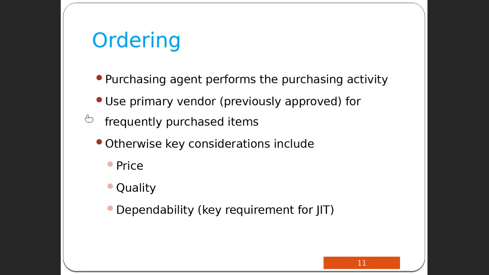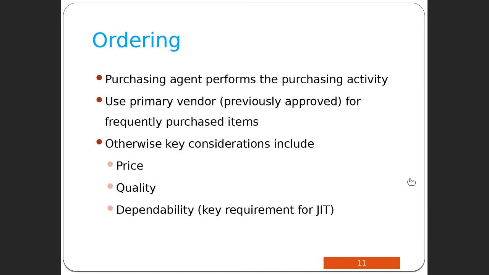But when the purchasing agent is ordering the items, they go to the first primary vendor. So let's say they are ordering a computer, they go to Lenovo first. And if Lenovo does not have it, or they cannot deliver on time, they would go to the next in the list, right? These vendors are decided beforehand based on the price, the quality, and the dependability.